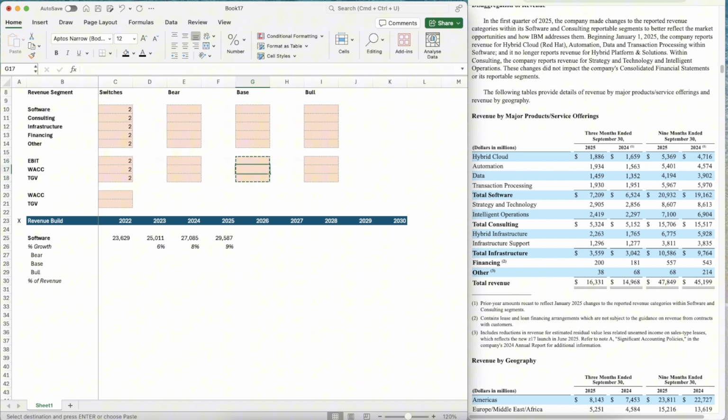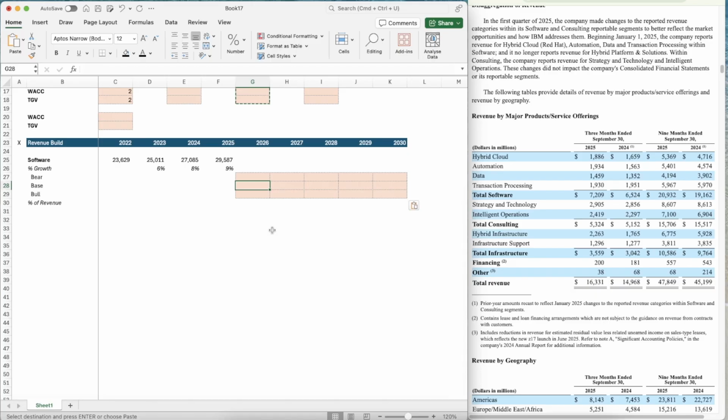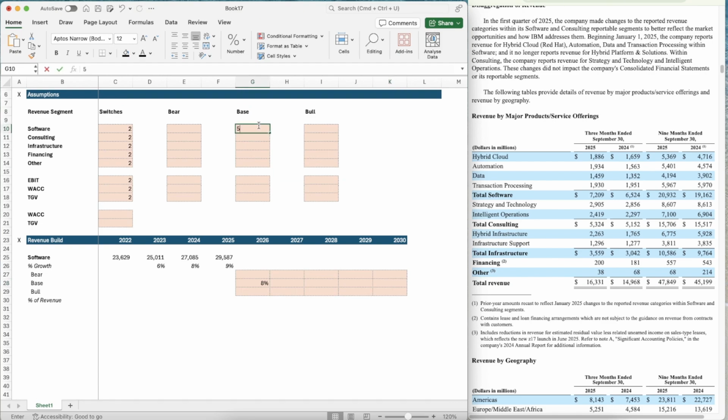Come up here, copy those 3 cells, and cover this where it says bear, base, bull. Cover this area from 2026 up to 2030, as so. To forecast the next year's growth rate, we'll go equal average, and we'll take the last 3 years. So we'll say 8% growth for next year, and this will settle at, let's say, 5%.